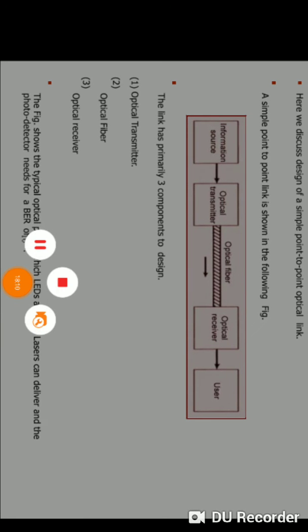So based on our requirement, we have to select the proper type of optical fiber. Then the next concept is design of optical receiver. As we have considered the parameters for transmitter design, similarly we have to consider the parameters for optical receiver design. In receiver design, the first important block is selection of optical detector. The very first block in an optical receiver is going to be the detector.